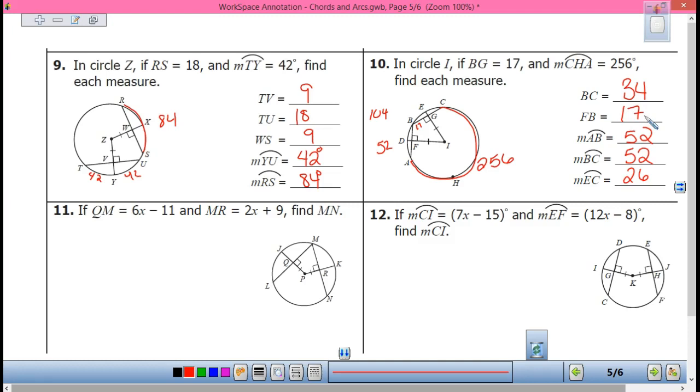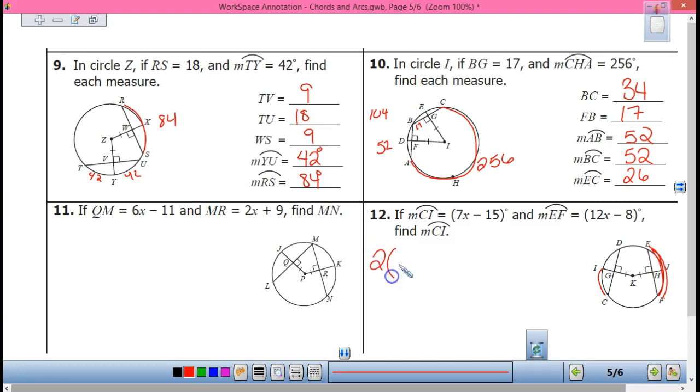In number 11, QM and MR are congruent, yep, because they're both parts of it. This one, arc CI and arc EF. How am I going to do that? Yeah, or times CI by 2, which I think might be a little bit easier for us.